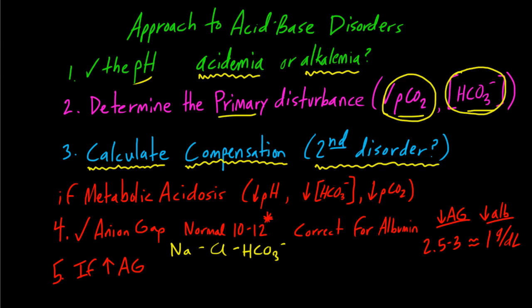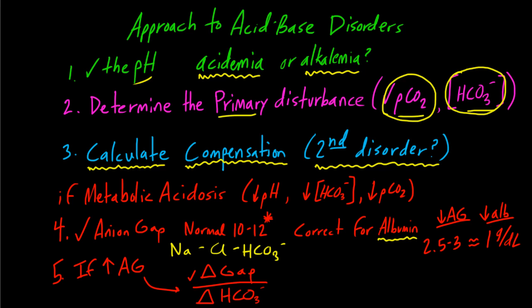Normal is about 10 to 12, but one thing to remember is that you should correct for albumin if someone has hypoalbuminemia. A patient's normal anion gap drops about 2.5 to 3 milliequivalents for every 1 gram decrease in the serum albumin. So someone with hypoalbuminemia may have a normal anion gap of 7 or 8. So a number above that would indicate an elevated anion gap.